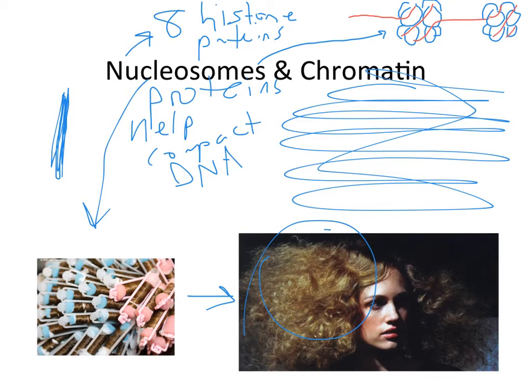So that's the primary level of DNA compaction, what our chromosomes really look like inside the cell. It's DNA wrapped around proteins, like hair and curls. Yeah?